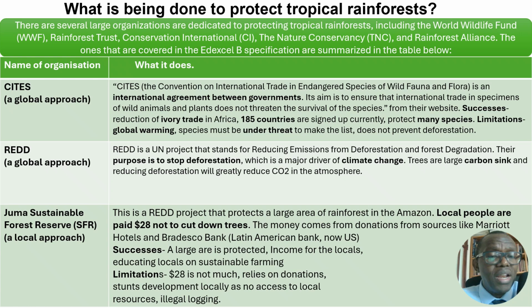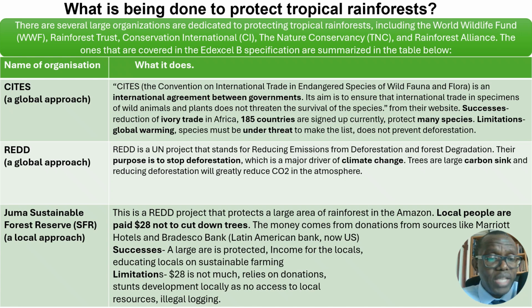And then the last limitation here is that CITES do not prevent deforestation. So deforestation will still take place whether CITES are there or not, because some people will just continue to cut down the rainforest, as much as CITES are trying to prevent that from happening.